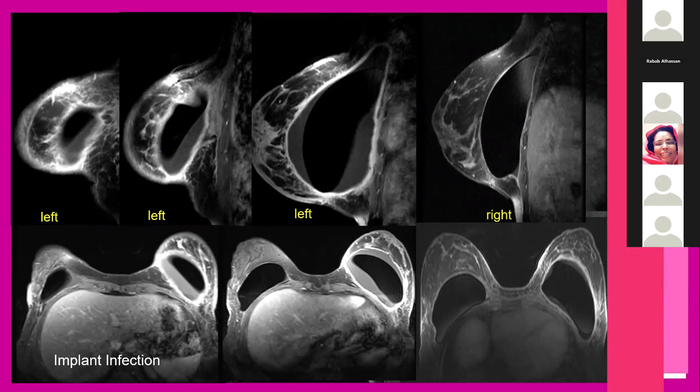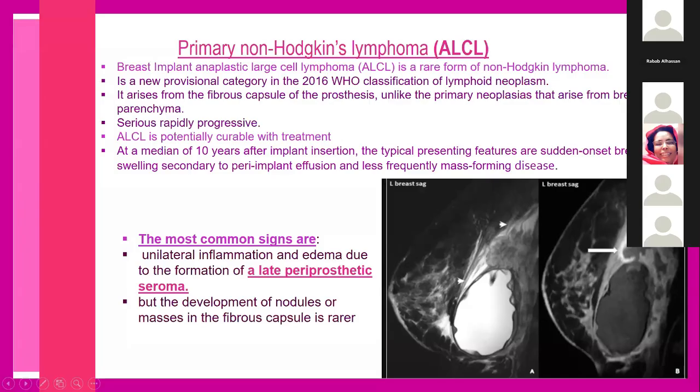We have to consider it in our differential diagnosis, and we reported it as implant infection, and the patient received antibiotics and improved. It was just implant infection. And after improvement, they surgically removed the implant.